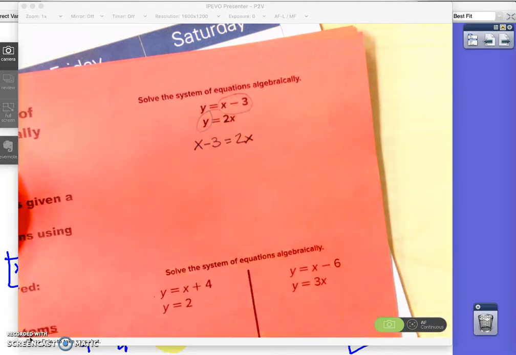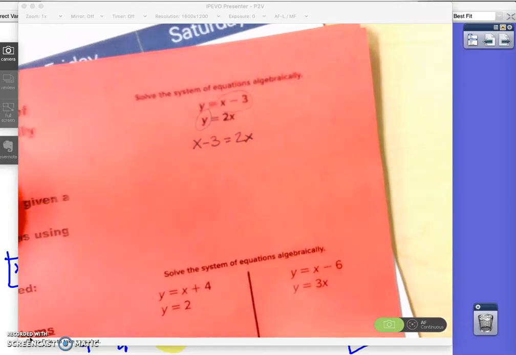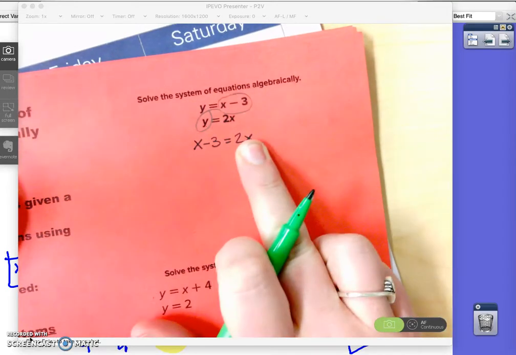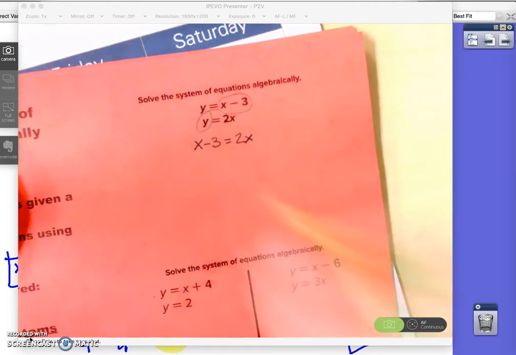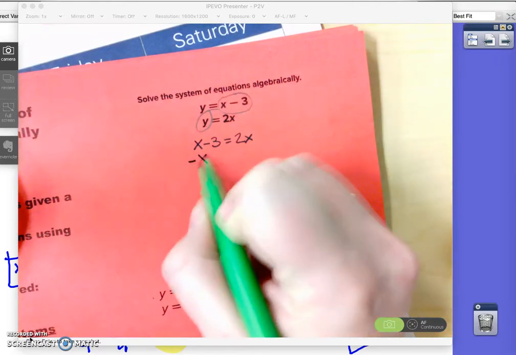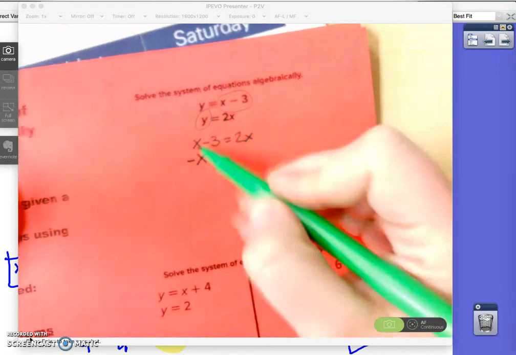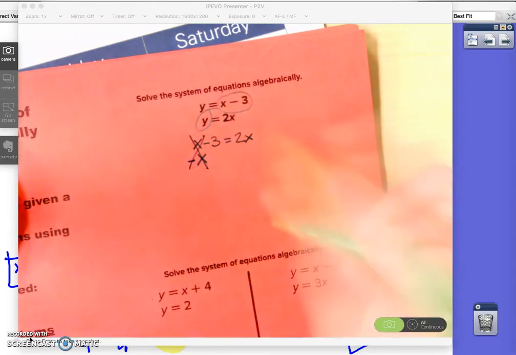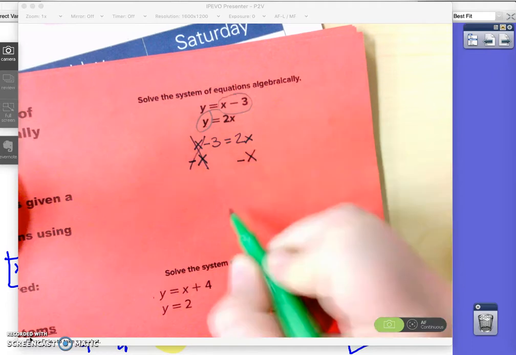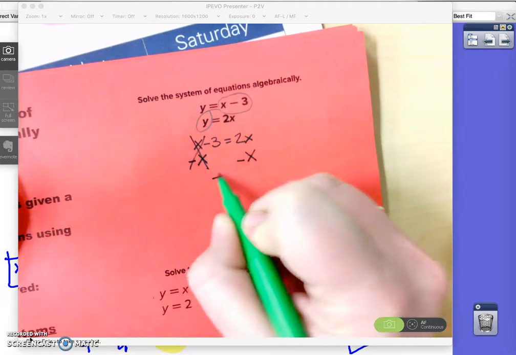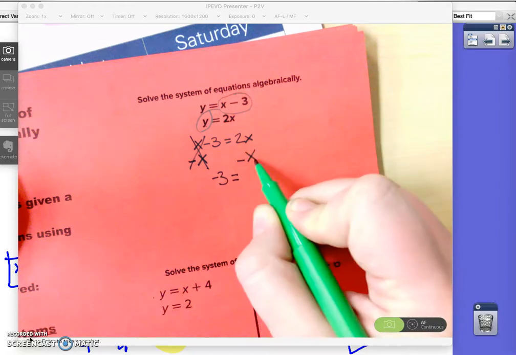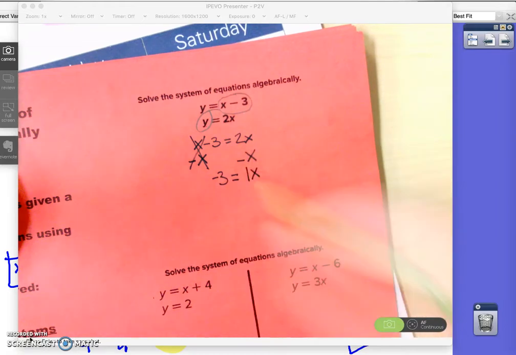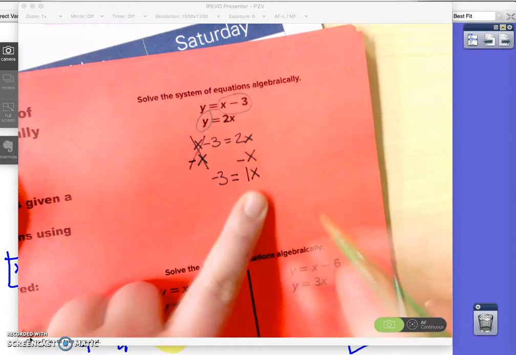In this one now, I have two x's. I have an x on this side and an x on this side. I want to solve for x, so I need to get my x's only on one side. So I want to get the x off of this side. That goes away. Whatever I do to one side, I have to do to the other. I have negative 3 here left. 2x minus x. I have 1x left. And that's my goal. I'm looking for what 1x is.